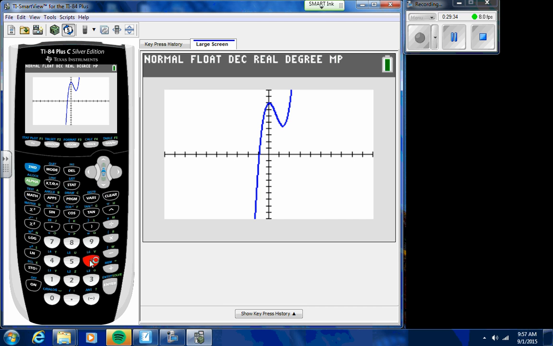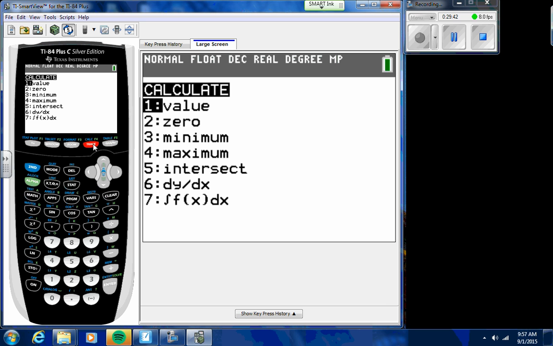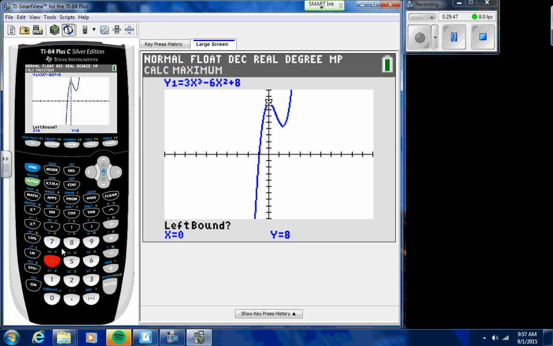Yeah, you think so? Let's give it a shot. Let's do the maximum first. So we're going to do second trace, which pulls up the calculate menu. We want number 4, maximum. This is the area where our maximum is, so we need to move the cursor to the left of it, enter. Then it says right bound, so move the cursor to the right of that peak, enter. For guess, just enter again.